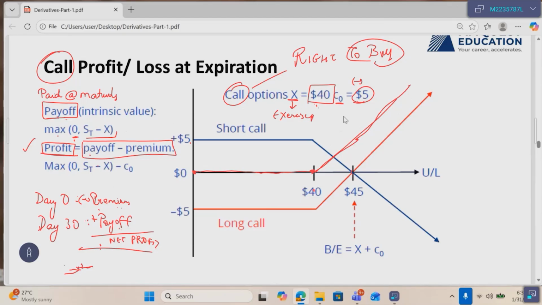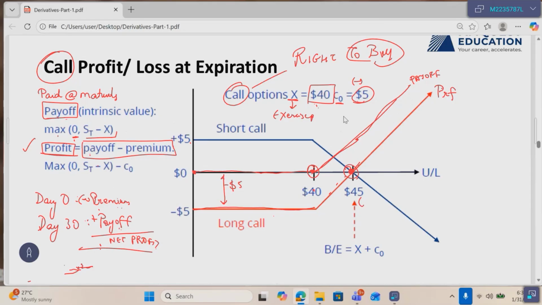So if I draw a profit diagram, it will look like this. I lost $5 till 40. At 41, I lost only $4, $3, $2, $1, and at this point I lost $0. And after this point, I will make money. I'll make 1, 2, 3. So this is my profit, and this is my payoff diagram. Is that clear? Now, what I'm going to understand is this: payoff becomes positive after 40, but profit becomes positive after 45. Why 45?